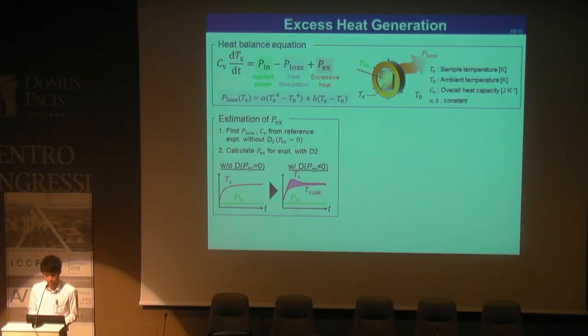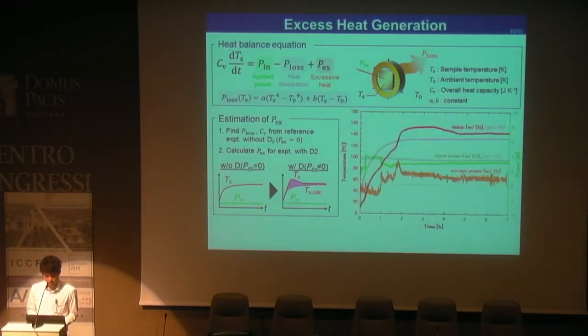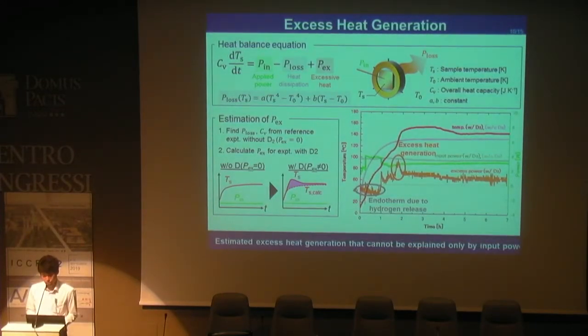This figure is an image of how to calculate P_EX. When we calculated P_EX, it resulted in the orange plot in this graph. As you can see, there is excess heat of up to about 4 watts. Negative values seen at the beginning of experiments are endothermic due to hydrogen in these. We estimated excess heat generation that cannot be explained only by input power. Our sample weighs about 10 grams, so it has an excess heat of over 350 watts per kilogram.